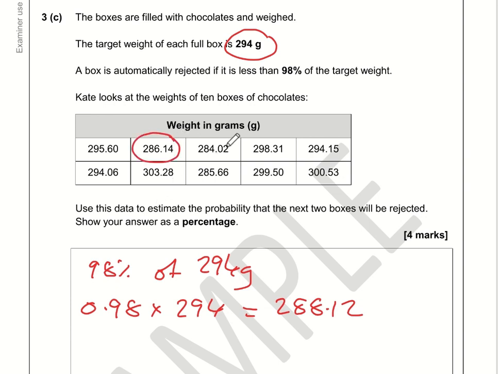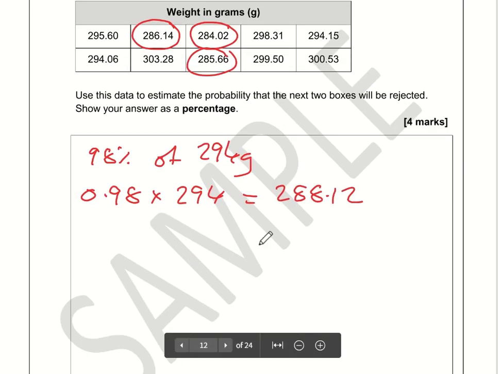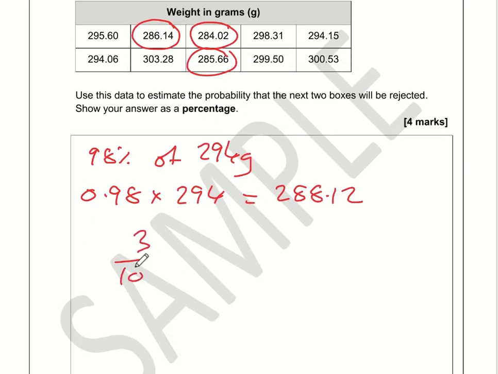There's 1, there's 2, there's 3. So there is 3 out of 2, 4, 6, 8, 10. So the probability of it being rejected is 3/10. It says here, what's the probability that the next 2 will be rejected? Well, that's going to be 3/10 times 3/10, and that is 9 100ths. And when you've got the fraction out of 100, you've got your percentage, so that is 9%.